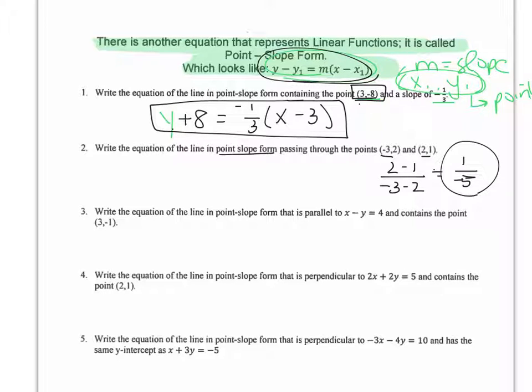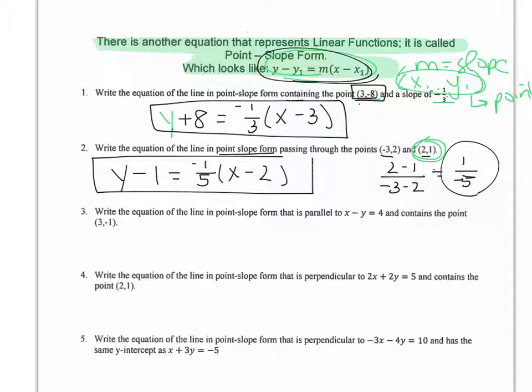So that's my slope. And then to pick the point, it can be any point you want. I'm going to pick 2, 1 because they're both positive. Doesn't really matter which point you pick. So I have y minus 1 equals negative 1/5 times x minus 2. If I had done it using this point, negative 3, 2, it would have also been correct.